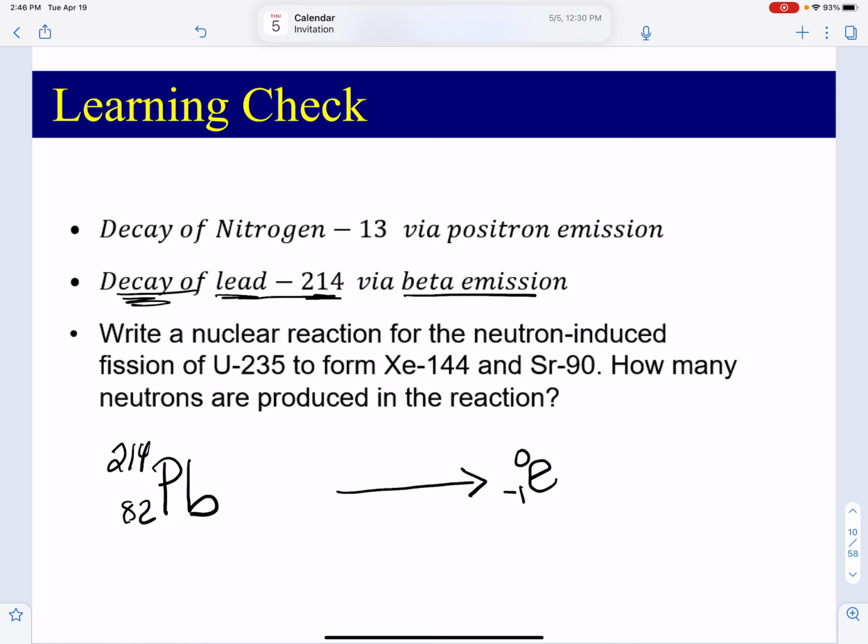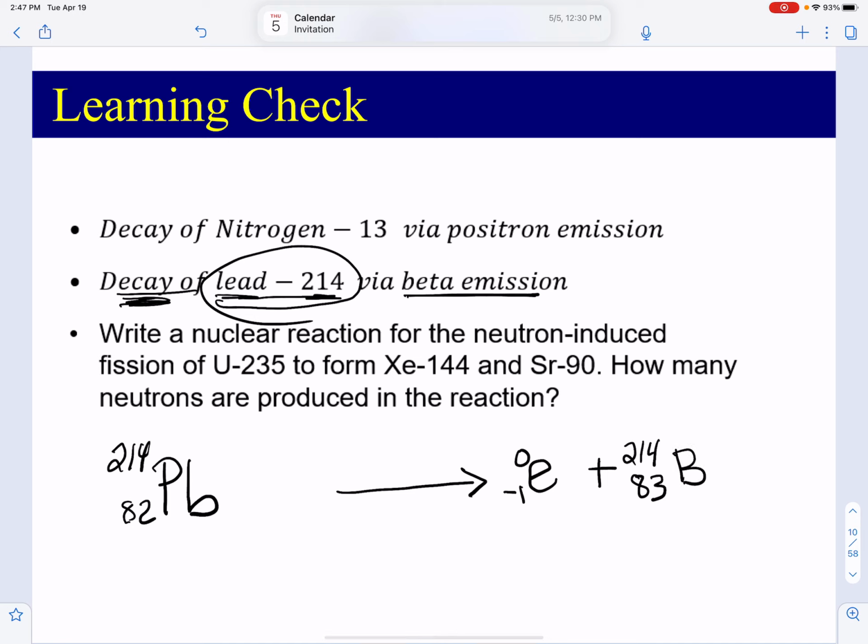So lead-214 is decaying, so it's producing a beta particle. On the left side, the bottom number is 82. On the right side, it would have to be 83, because 82 minus (-1) is 83. On the top, the number is 214 on the left, so I'm going to have to put 214 on the right to make it 214. And that means that atomic number 83 is going to be bismuth.